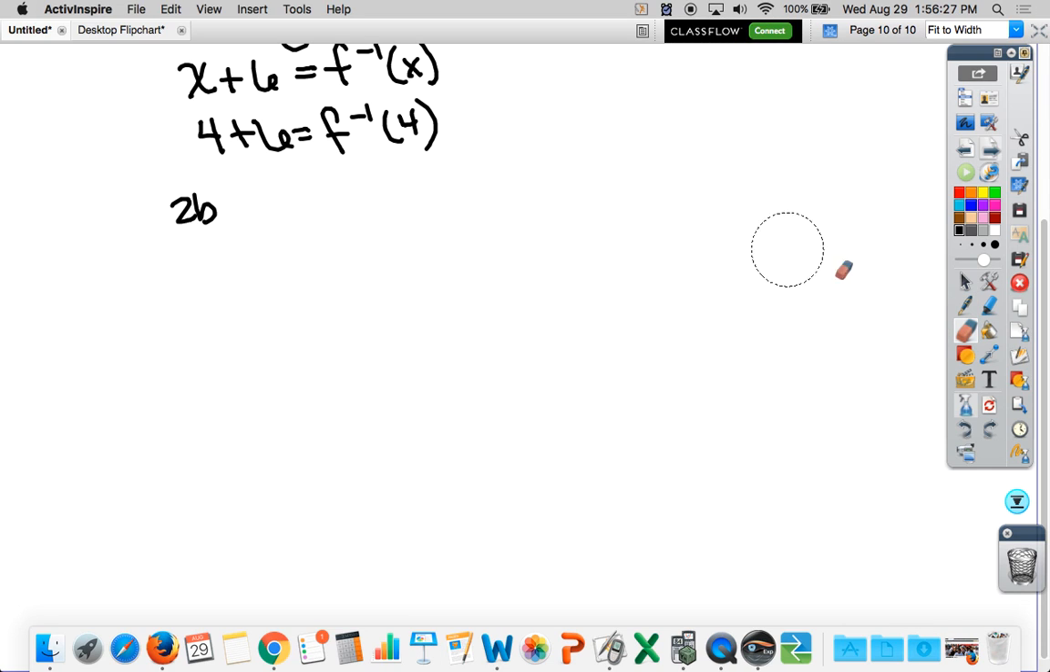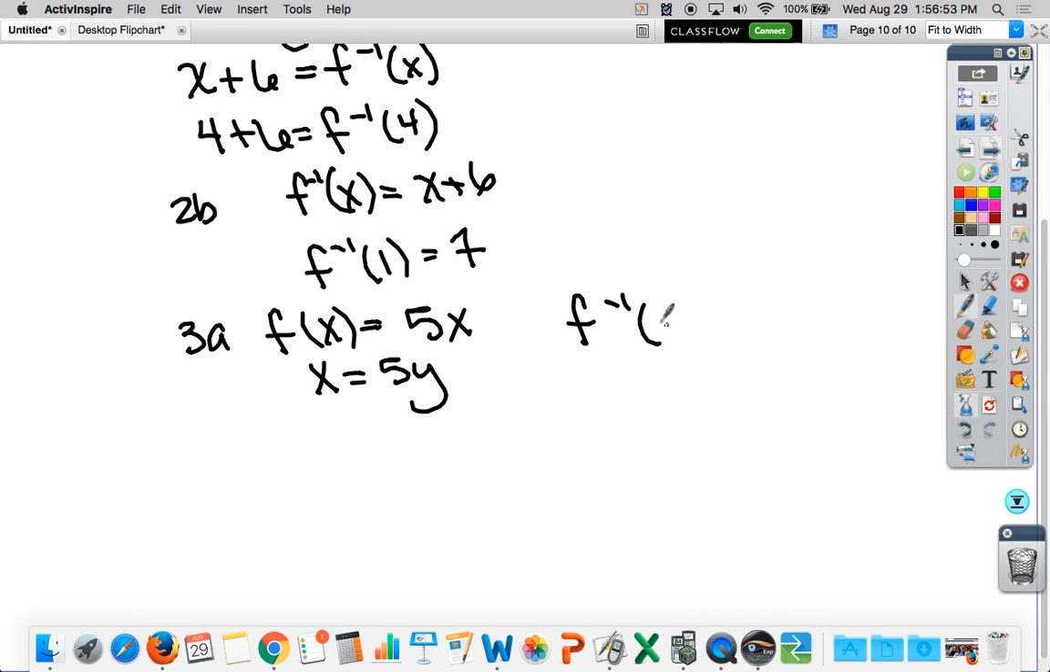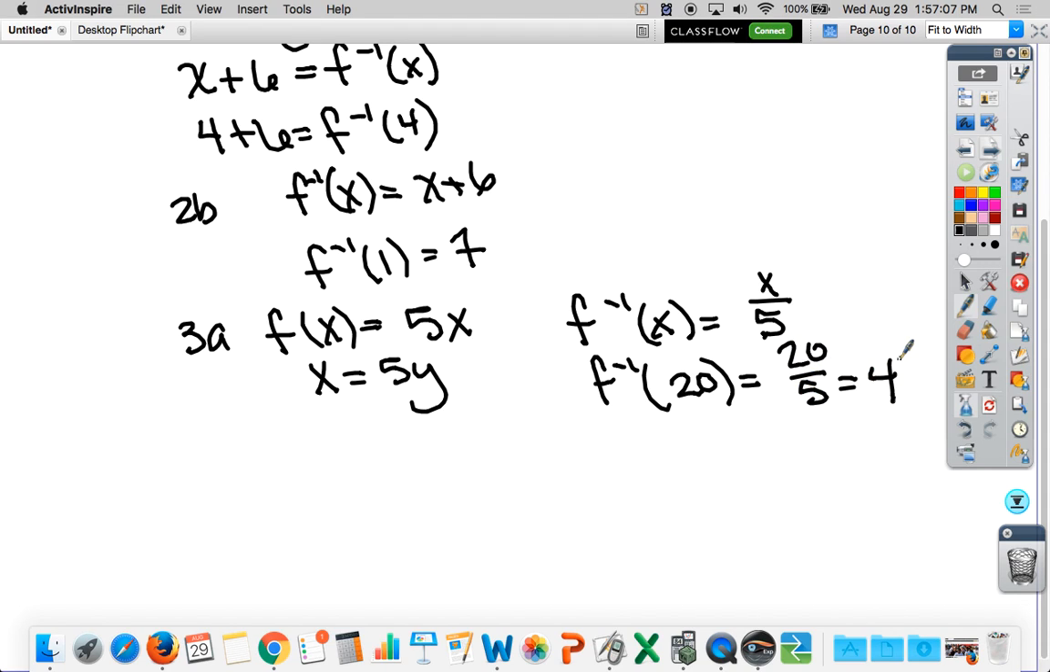So we still have the, sorry about that, we have the inverse. And all they want is 1, so your answer is 7. All right, 3a, the f of x is 5x. The inverse is x over 5. When they give you the inverse of 20, that's 20 over 5, which equals 4.